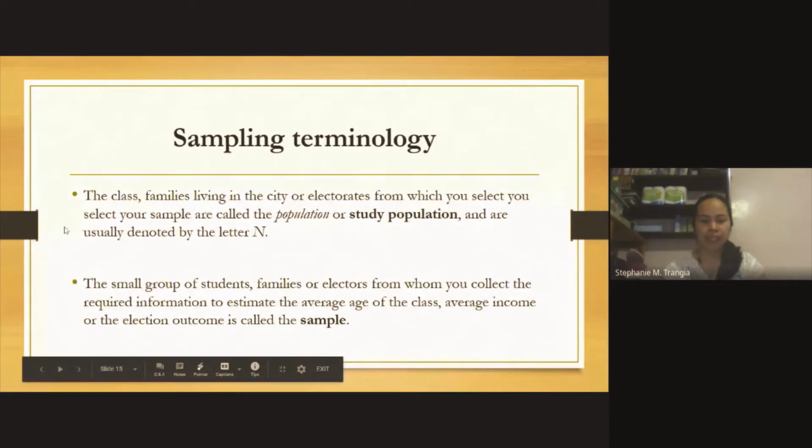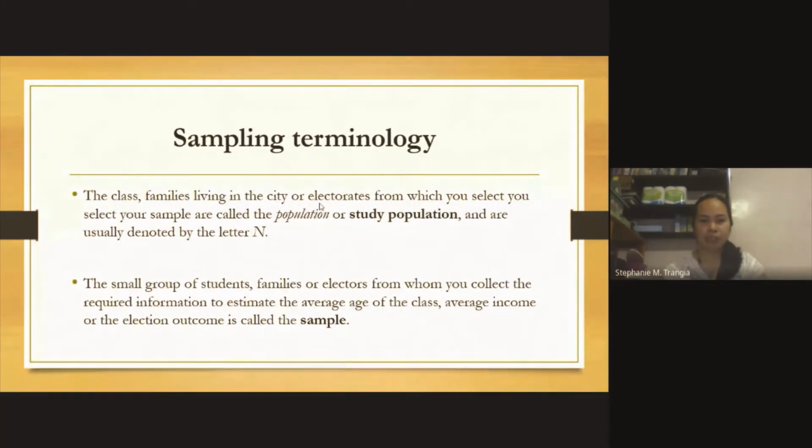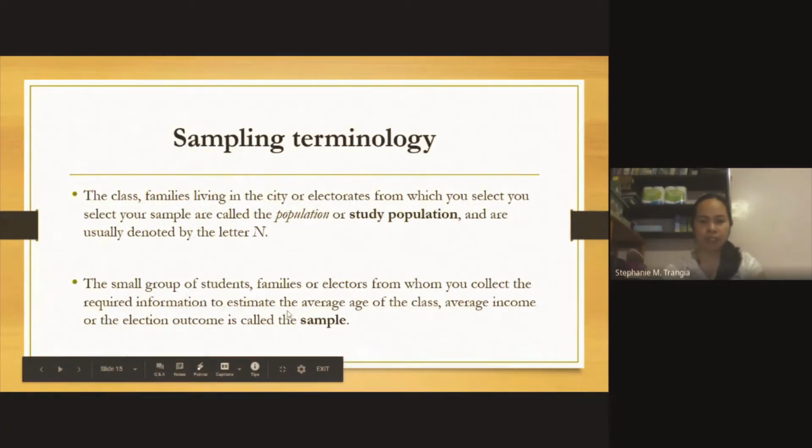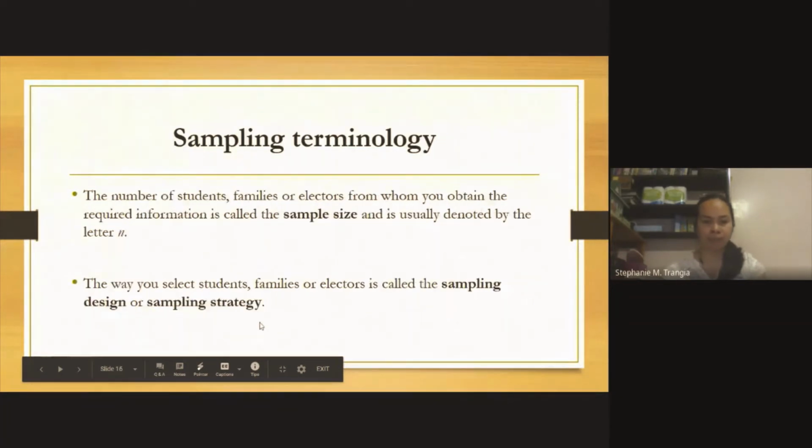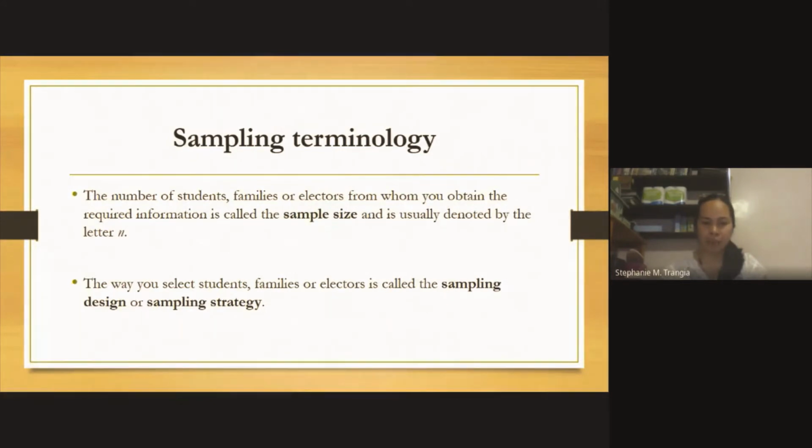The class, families living in the city, or electorate from which you select your sample are called the population or study population, usually denoted by big letter N. Your sample is usually denoted by small n. The small group of students, families, or electors from whom you collect the required information to estimate the average age of the class, average income, or the election outcome is called the sample. The sample size is denoted by small n.